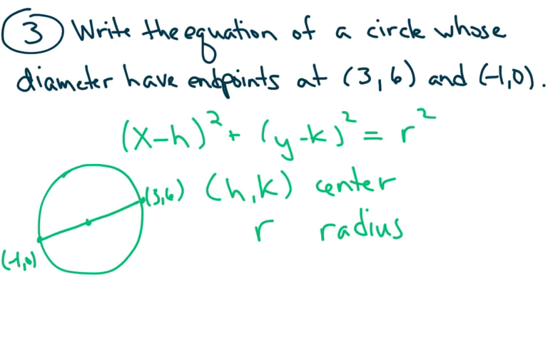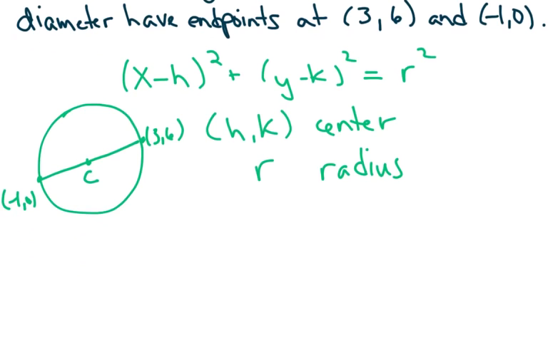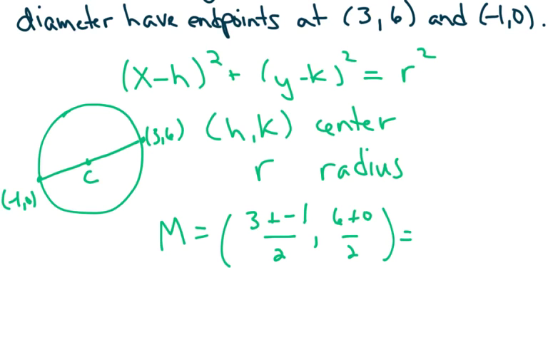In order to find the equation of the circle, the first thing I need to find is the center. The center is the midpoint of the endpoints of the diameter. So let's use the midpoint formula to find the center. The midpoint is going to be at 3 plus negative 1 over 2, 6 plus 0 over 2, which is 2 over 2, 6 over 2, which is at 1, 3. So now I know what h and k are.